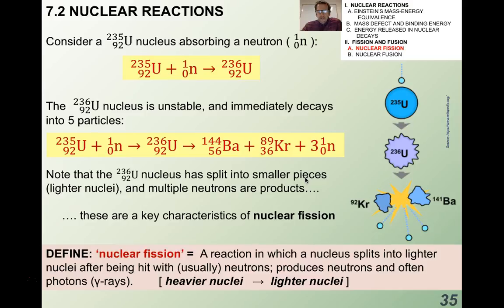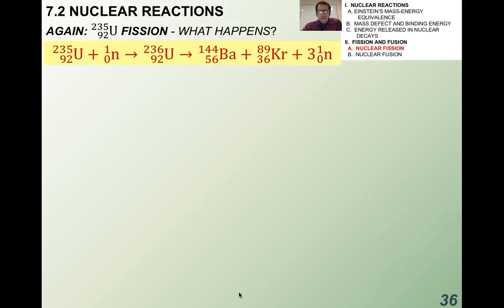And nuclear fission, therefore, is defined as a reaction in which a nucleus splits into lighter nuclei after being hit. And usually in fission it's being hit with neutrons. It produces neutrons and often photons or gamma rays, okay? So the take-home message for you here is that nuclear fission involves heavier nuclei as the reactants and lighter nuclei as the products, okay?